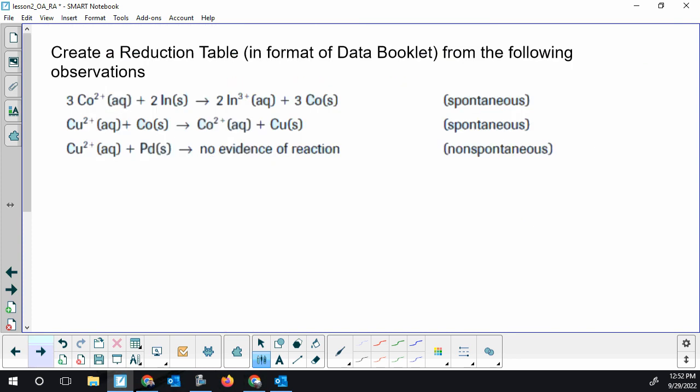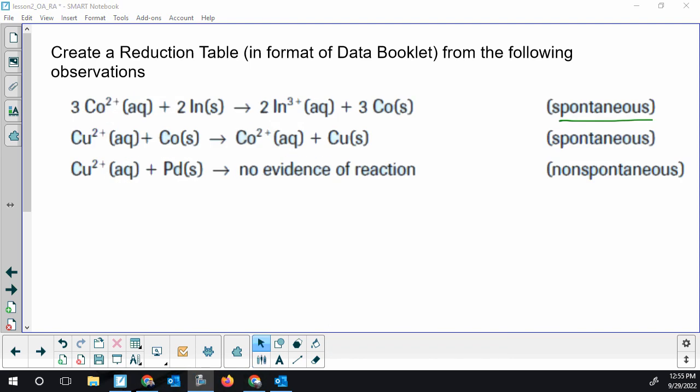Okay. So you can get a different set of information, same skill set, but instead of little boxes, we actually have 3 reactions, which would have been 3 boxes in the previous example. So we're going to build a reduction table, exactly the same heading as before. Cobalt ion reacted with indium. Copper 2 ions reacted with cobalt. But copper 2 ions do not react with palladium. Okay, there's no evidence of reaction. The bottom one is non-spontaneous. So we're going to go through these shortly.